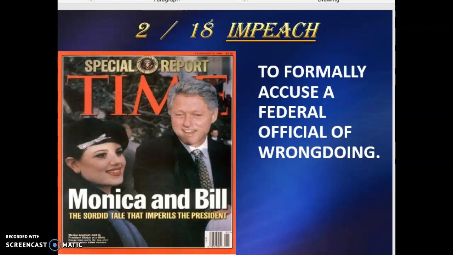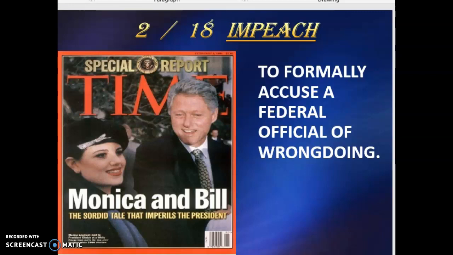Word number 2, impeach. The Constitution has rules. If a federal official breaks those rules, breaks those laws, Congress can impeach that individual. Here you see a picture of President Bill Clinton. When he was president, he had made a bad decision, had an extramarital affair in the White House.